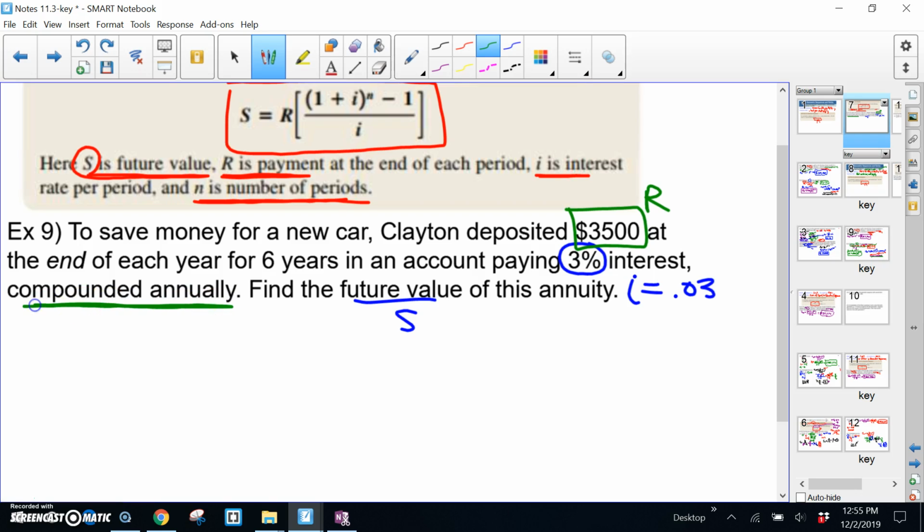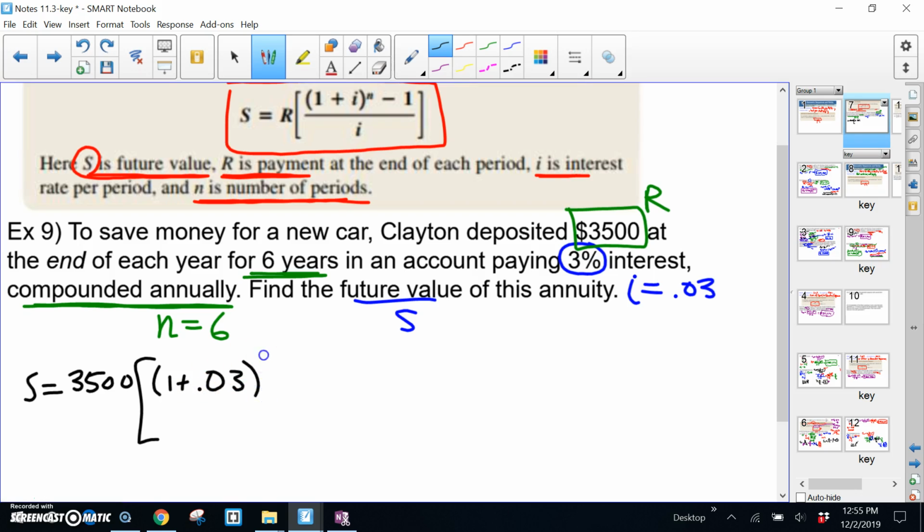Notice this says compounded annually for 6 years. That tells you what N is. That's the number of payments. At the end of the year for 6 years, that's going to be 6 times. So we've got everything we need. We just need to plug it all in. The sum, or the future value, is going to equal 3,500 times 1 plus 0.03 to the N, that's 6, minus 1 all over 0.03, and close it.